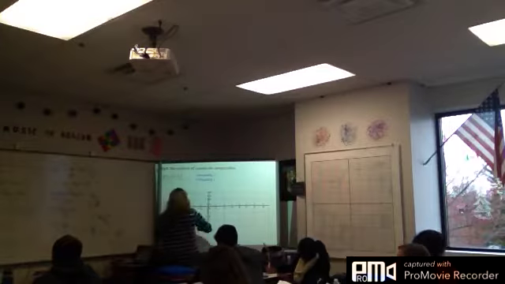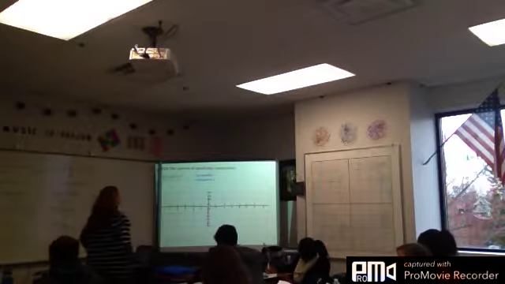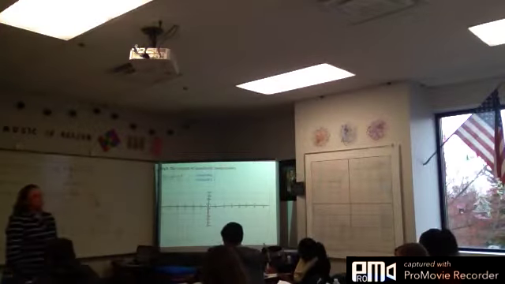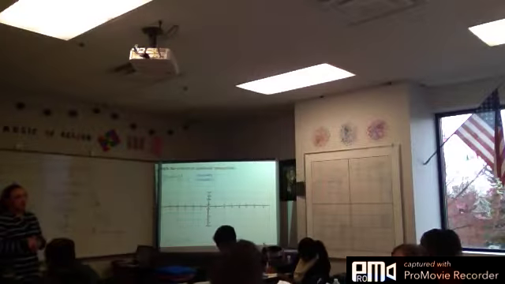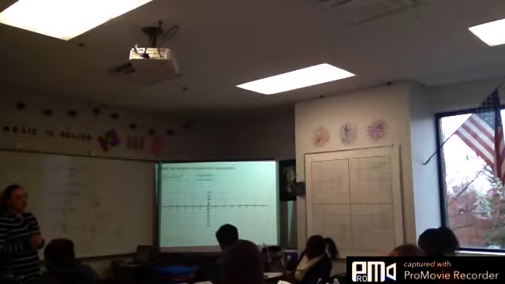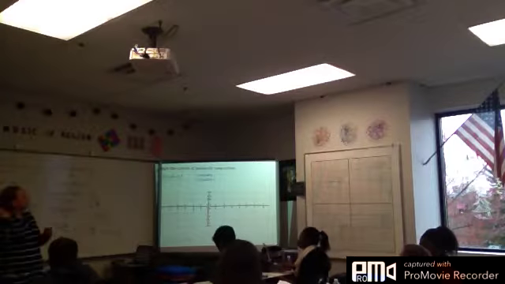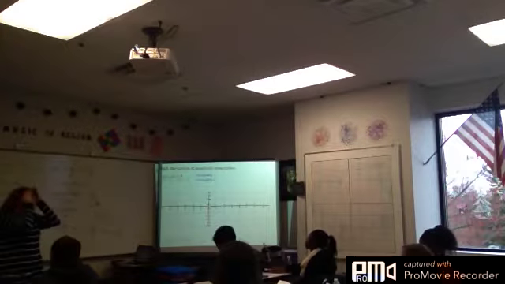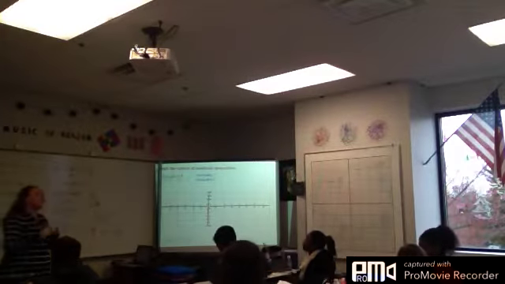How do I graph this? How do you graph y is less than or equal to negative x squared plus 4? What do you have to find first? The vertex. How do I find the vertex? Okay, what's your b? You don't have one, so what is it? 0.